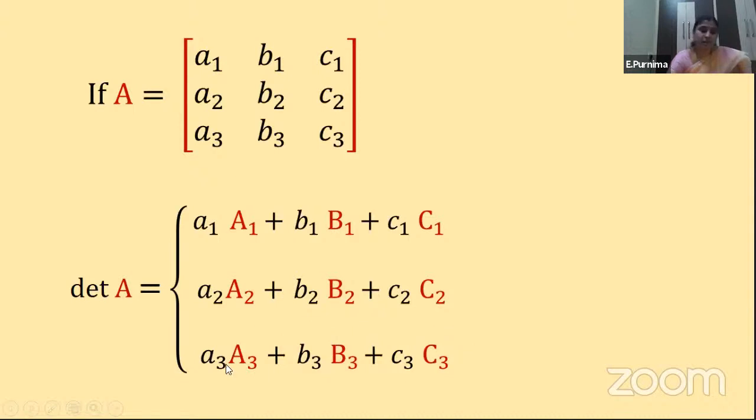What is the difference between the previous statement and this one? Here you are multiplying the element with its cofactor. Understood? With its own cofactor. But in the previous property, the element is multiplied with the corresponding cofactor of another row, not the cofactor of that element. Understood, children? So that is 0, and here it is nothing but the determinant of the matrix.